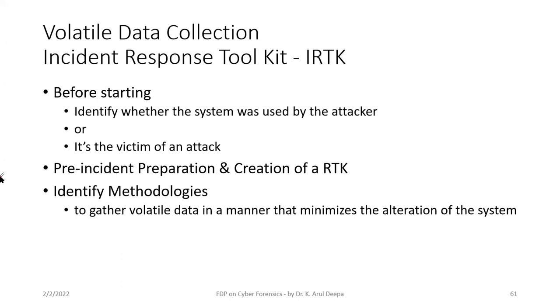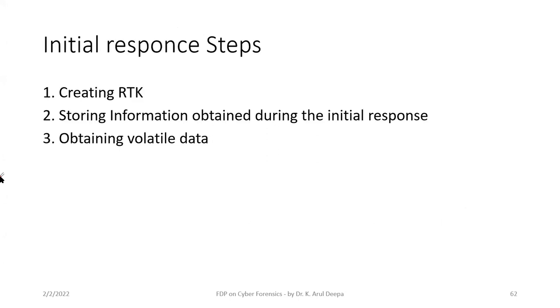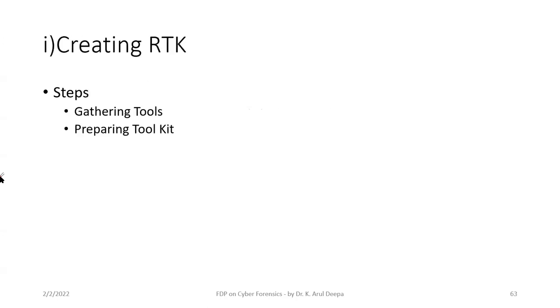So before getting into the actual incident, you need to prepare an RTK. These are all the initial response steps: creating the RTK, storing information obtained during the initial response, and obtaining volatile data. So the first one is creating an RTK.